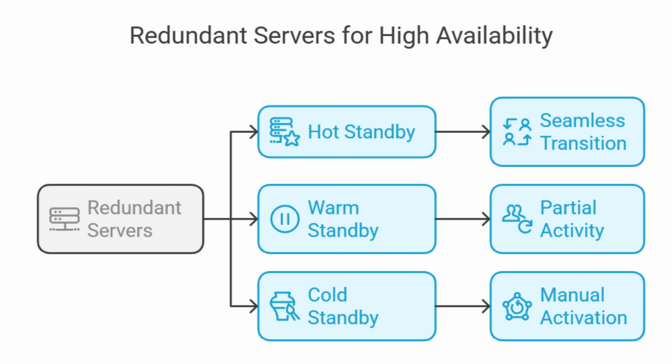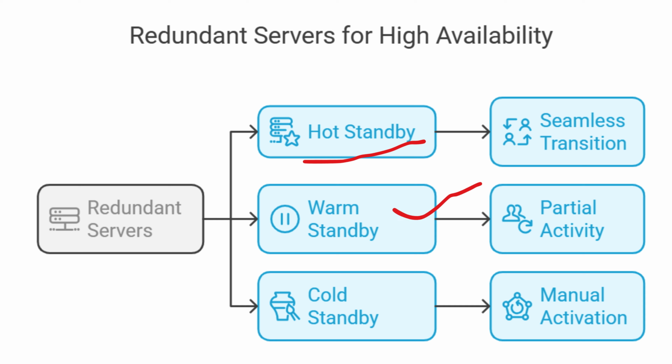Types of redundant servers are like hot standby, which provides instant failover. A backup server is running at all times. If the primary server fails, the backup takes over instantly. The transition is seamless, users don't even notice the switch. And it is best for banking, stock trading, and emergency response systems.